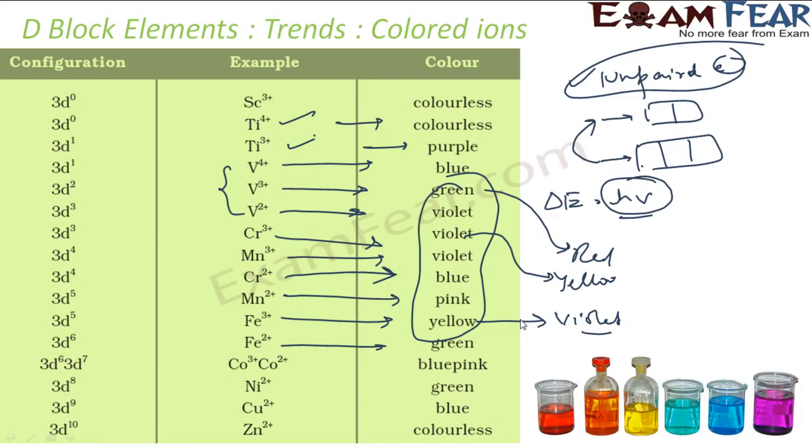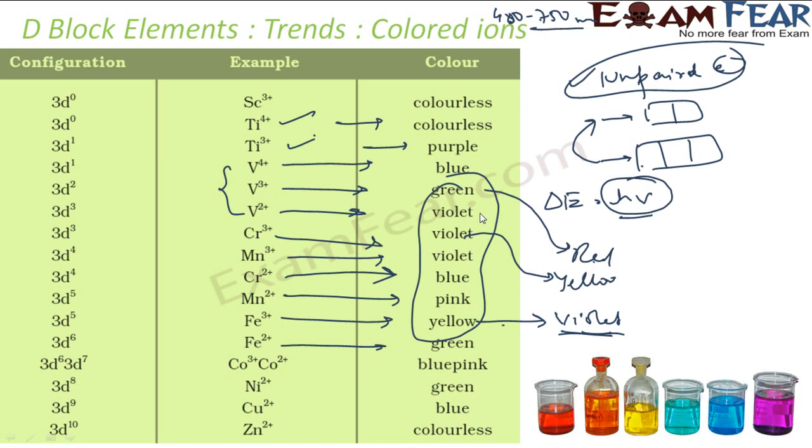Let me reiterate once again. When the electron from the lower d energy level is excited to a higher energy, the energy of excitation corresponds to the frequency of light absorbed. The frequency of this light generally lies in the visible range, that is 400 to 750 nanometer. Thus it absorbs a color, and the corresponding complementary color is visible. For example, if violet is absorbed, you see yellow. If red is absorbed, you see green.